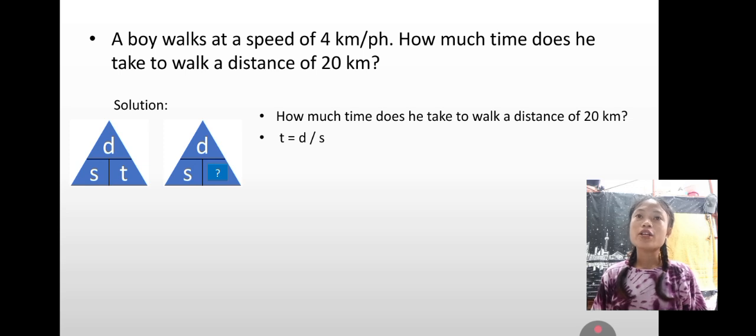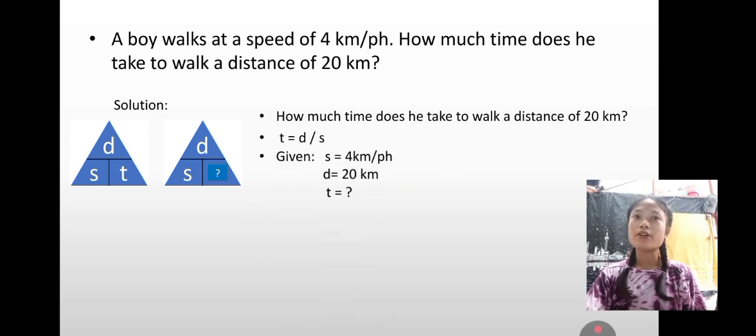Next step, write down the formula connecting speed, distance, and time. It becomes T is equal to D over S. Why is the formula like this? Because what we are looking for is time. So T is a question mark. Then copy the rest: D over S, or D divided by S.